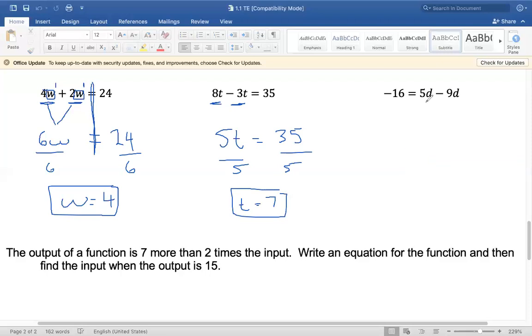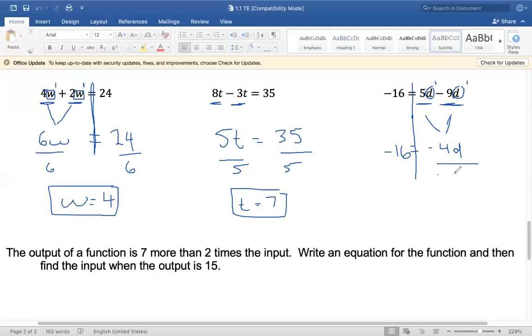Same thing here, okay? Do I have like terms in this problem? Think about that for a second. Well, I've got a 5d and I've got to take away 9d. Do I have the same variable? Well, they're both d, so that's good. And do I have the same exponent? Well, they're both not there, so they're both 1. So yep, these are like terms, so we can take them away. If I have 5d's and I take away 9d's, the minus is bigger on the right-hand side, so it's going to be a negative value. This is negative 4d. And then on the other side of the equal sign, I get negative 16.